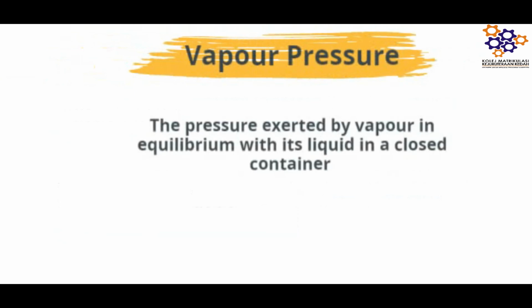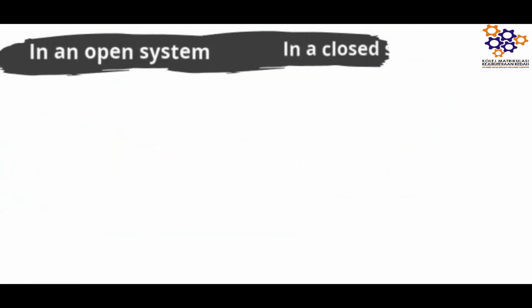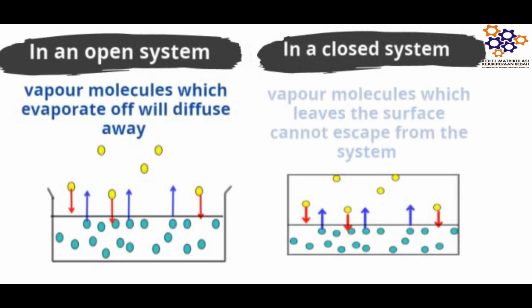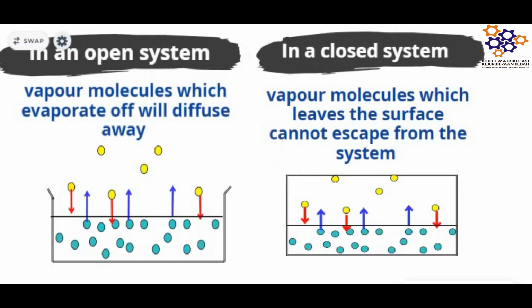Vapor pressure. The pressure exerted by vapor in equilibrium with its liquid in a closed container. In an open system, vapor molecules which evaporated off will diffuse away, while in a closed system, vapor molecules which leave the surface cannot escape from the system.